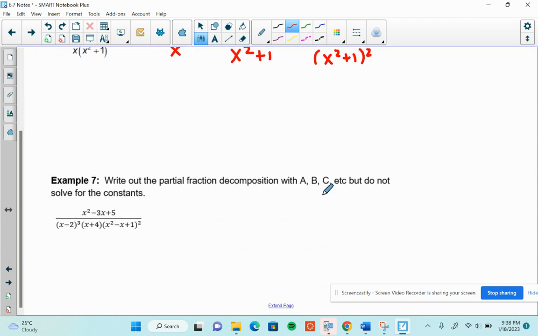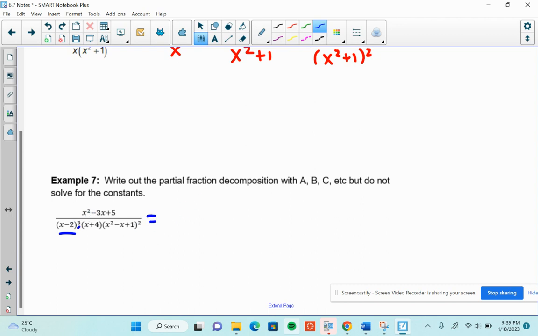And we're done. And then the very last example right here, we're going to write out the partial fraction decomposition with the a, b, c, however many letters we need, but we're not going to solve for those constants a, b, c, etc. Okay, so this is going to be a big one. So we're going to write small. I need you to write small to fit it all in. So we have a linear factor here. X minus 2 is linear, but it's going to require 3 fractions because it's to the third power.